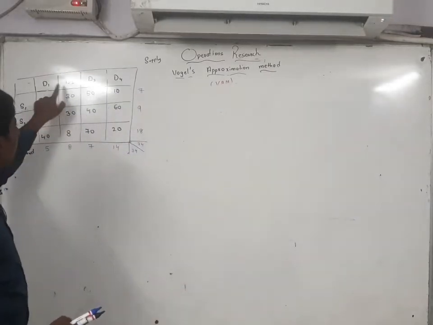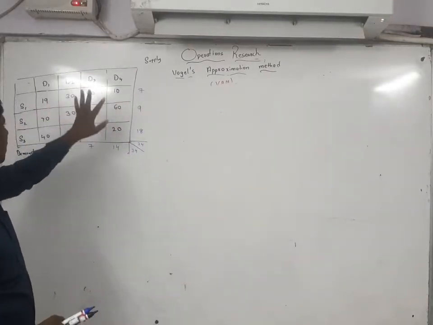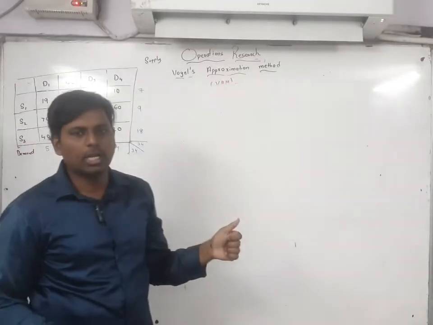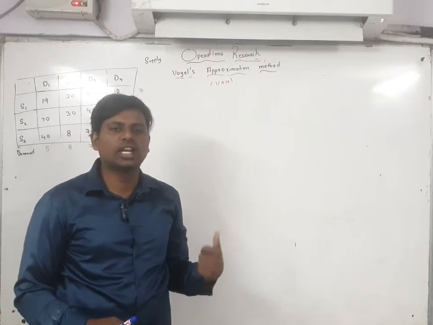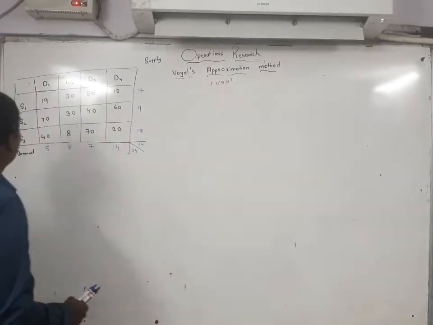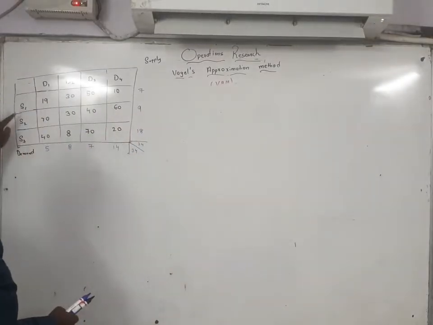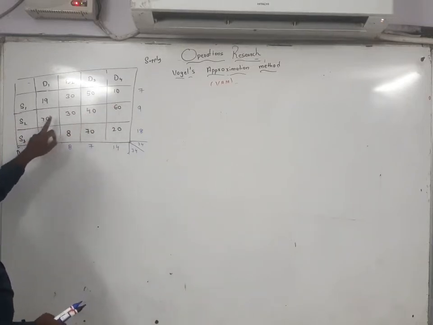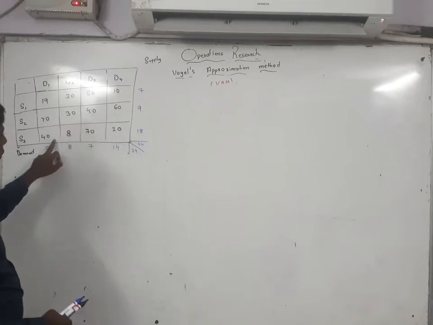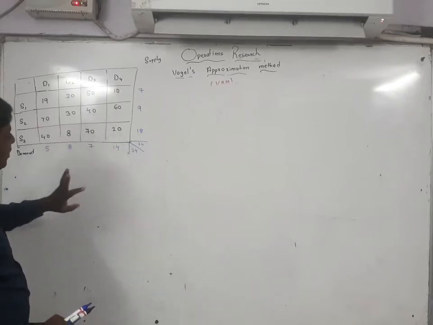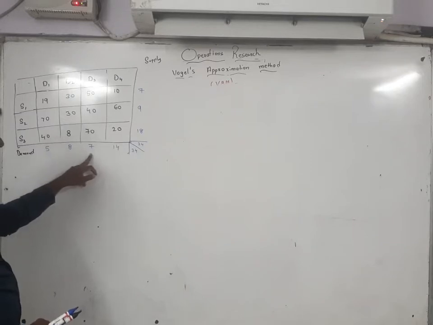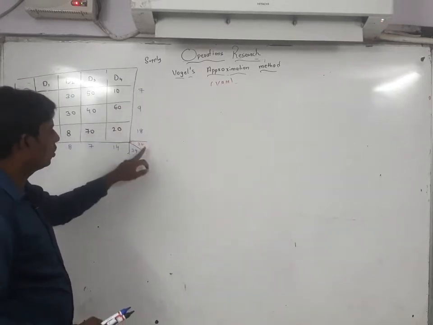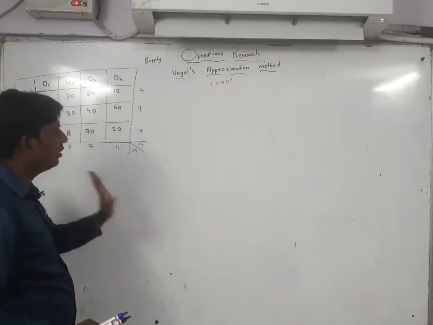So here D1, D2, D3, D4 stand for the demand, and S1, S2, S3 stand for the supply. The costs given are 19, 30, 50, 10, 70, 30, 40, 60, 40, 8, 70, 20. The demand is 5, 8, 7, 14 and the supply is 7, 9, 18. The sum of the demand is 34 and the sum of the supply is 34.